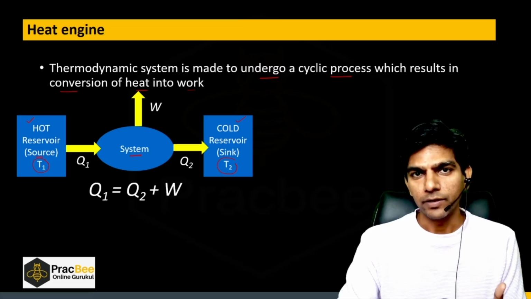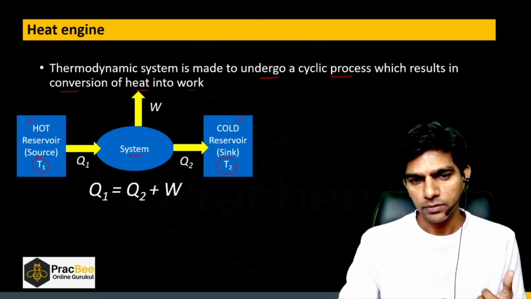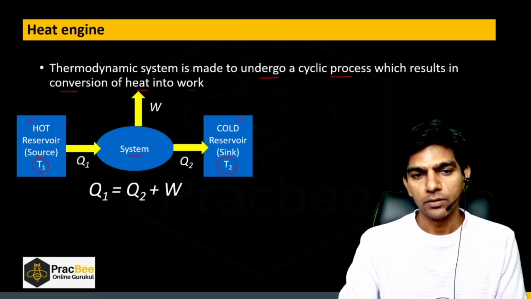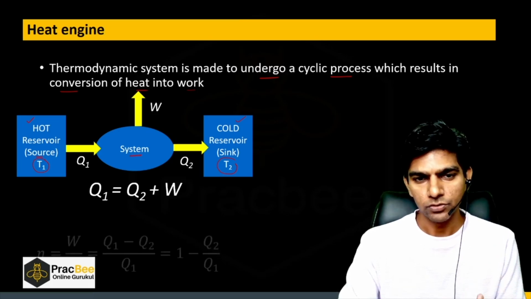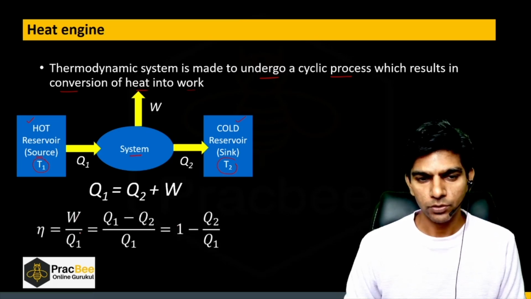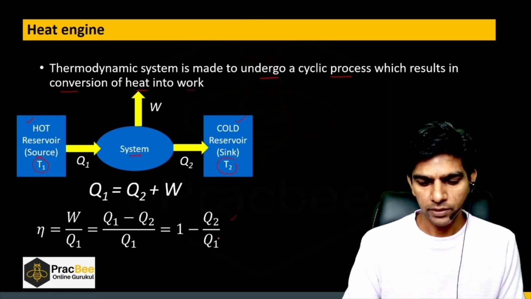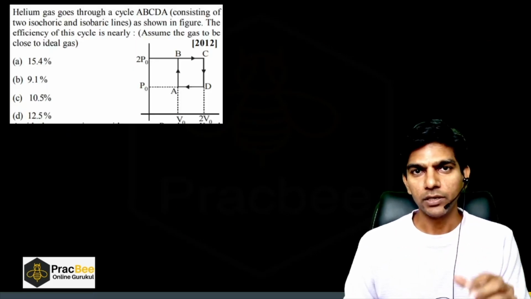If I want to find the efficiency of a heat engine, it is defined as the work done per unit heat supplied. So it will be W upon Q1, where Q1 is the heat supplied to the system. That is (Q1 minus Q2) upon Q1, which can also be written as 1 minus Q2 by Q1. This formula you have to remember in the case of a heat engine. Now let us see a typical question from heat engines.